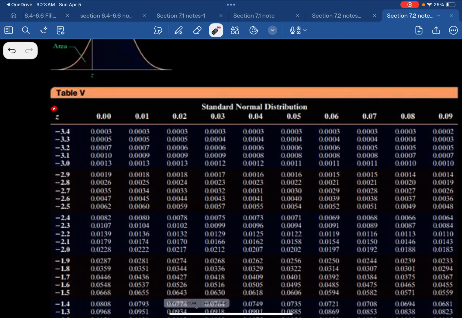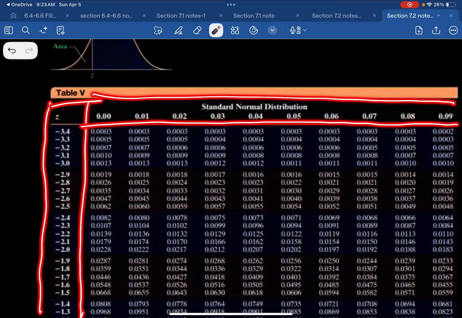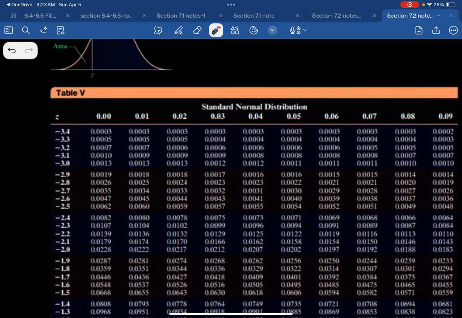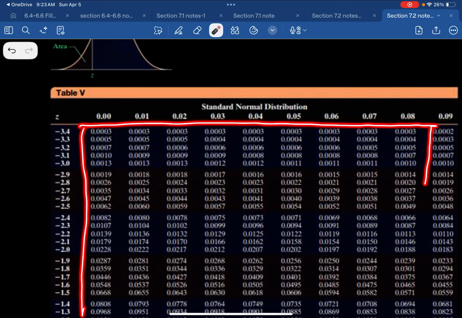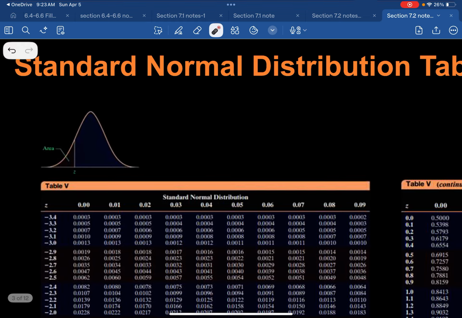But the way you read the table for now is, I'm going to repeat again, the first column and the first row give the Z score, and the body gives us the area to the left of that Z score under the standard normal curve, all right? For example, let's look at this picture over here.